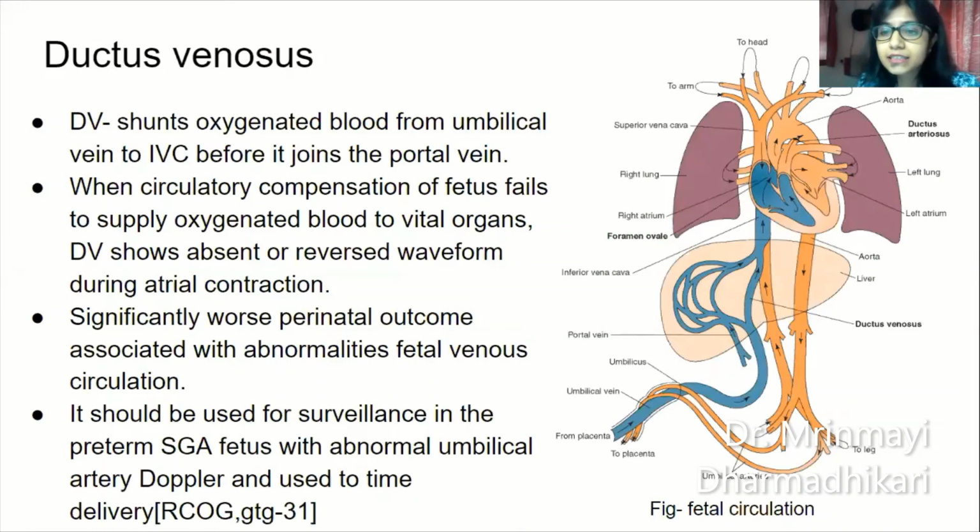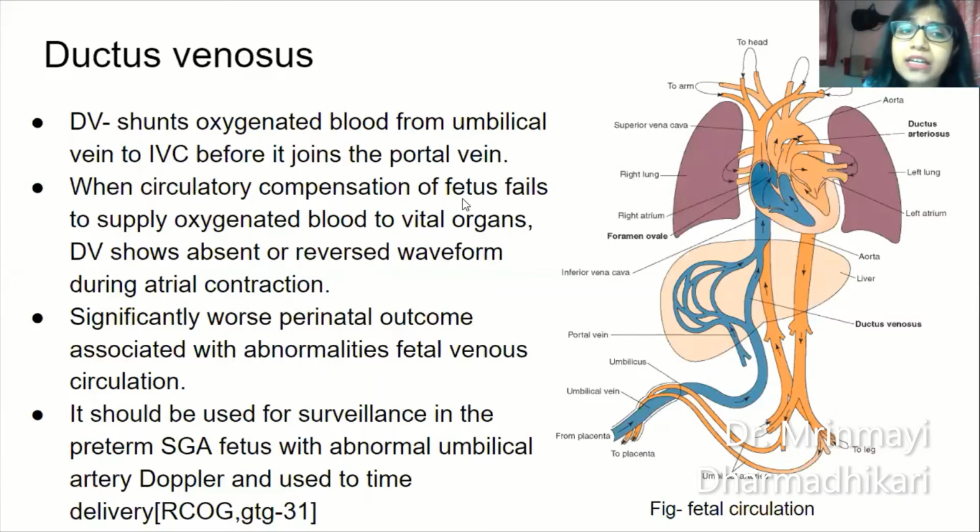Next vessel, ductus venosus. Now this is a part of fetal circulation. If you can see this picture over here, this is the ductus venosus. It shunts oxygenated blood from the umbilical vein. So this is oxygenated blood, even though they have shown it in blue, it is oxygenated blood from the umbilical vein is shunted by the ductus venosus to the inferior vena cava before the umbilical vein can join the portal system. Okay. When circulatory compensation of the fetus fails to supply oxygenated blood to vital organs, the ductus venosus shows absent or reversed waveform during atrial contraction.